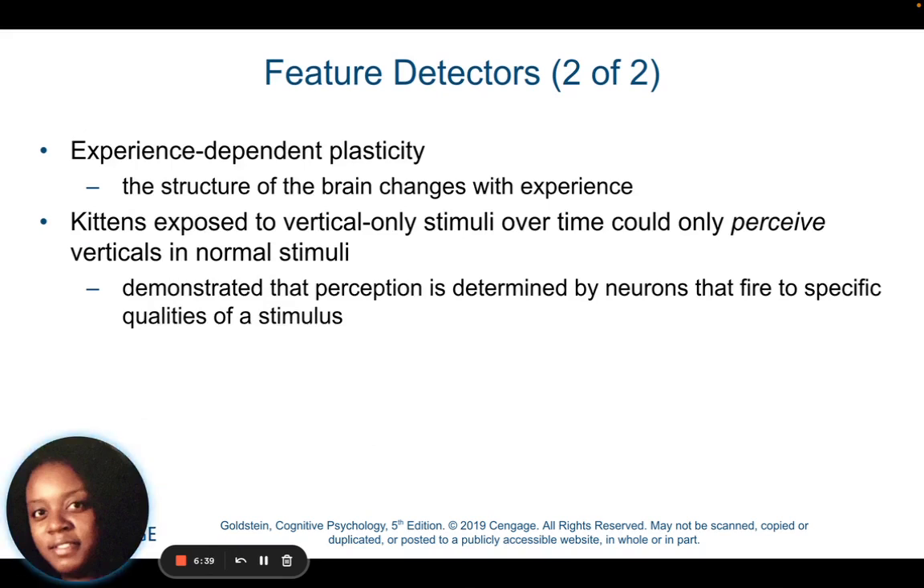As we grow, as we age, as we develop, the structure of the brain will change based on our experience. We already know that the brain is plastic, and experience-dependent plasticity says that the structure of our brain will change based on our experience. So with those studies with cats, the kittens who were exposed to vertical only stimuli over time, that was what they could perceive, because that's what they experienced for a long time. This demonstrated to us that perception is determined by neurons that fire to specific qualities of a stimulus.